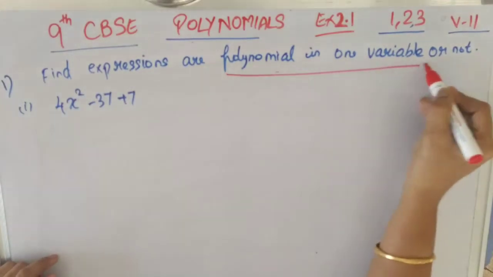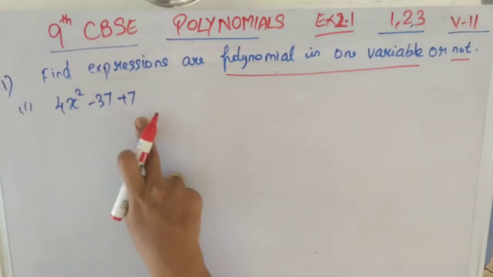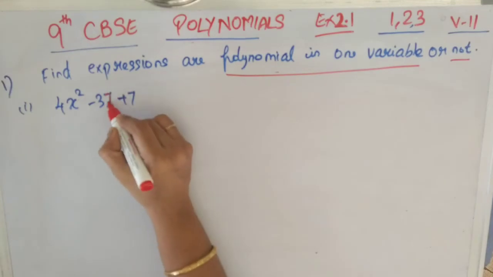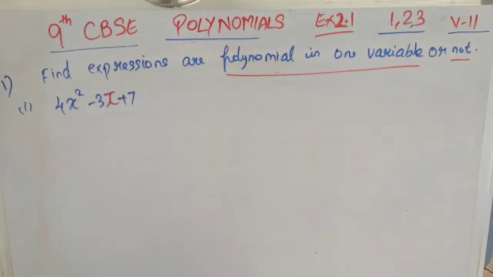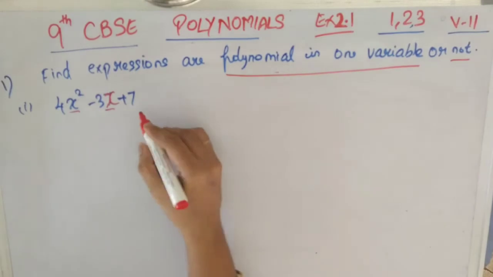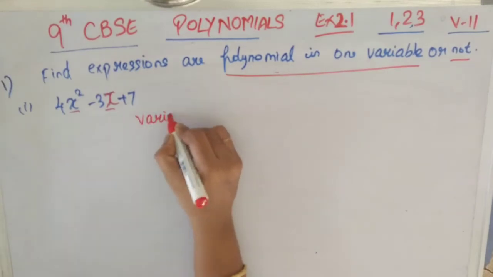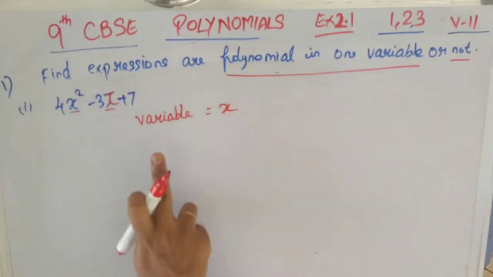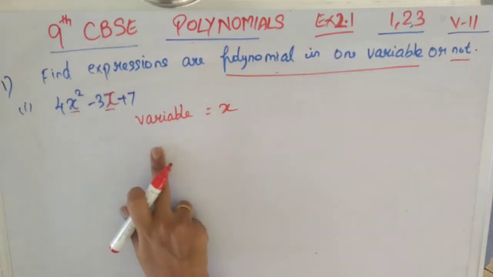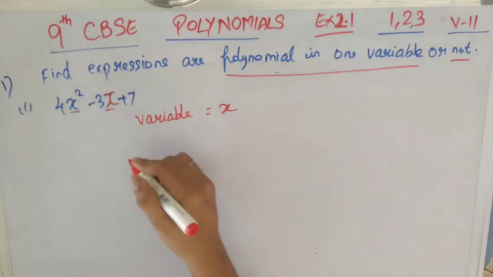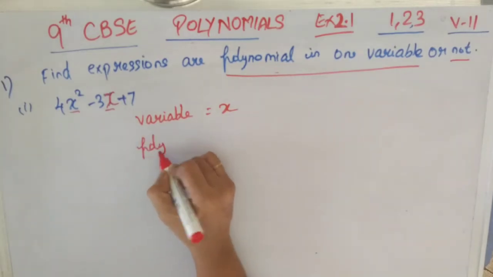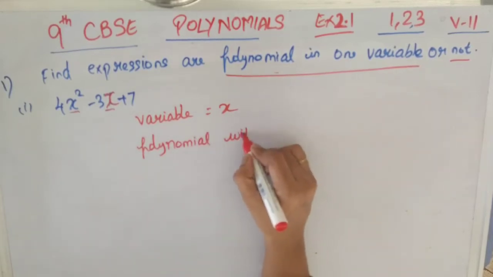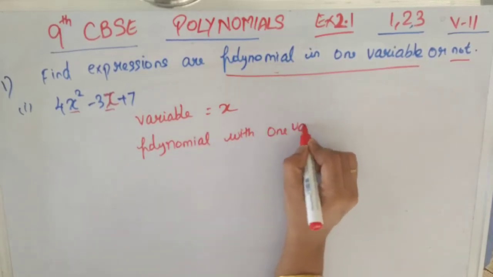Find whether the expressions below are polynomials with one variable or not. 4x squared minus 3x plus 7. Here the only variable used is x. Okay, the variable used is only x. So this is a polynomial with only one variable. Clear? In this polynomial, the variable used is only x. So this is a polynomial with one variable.